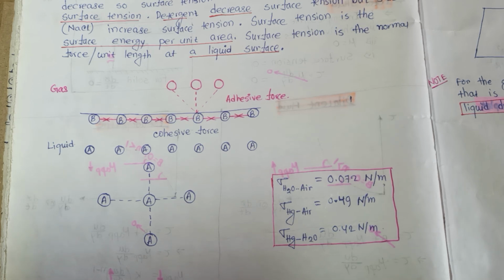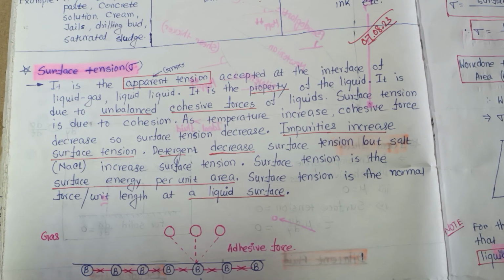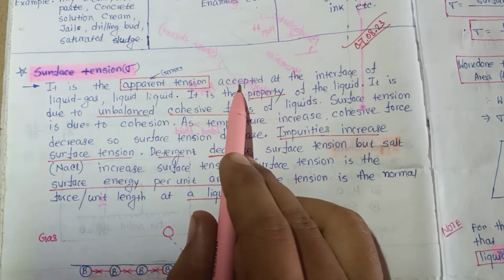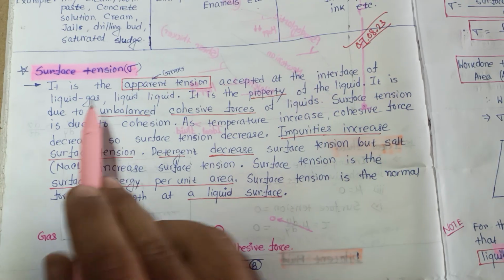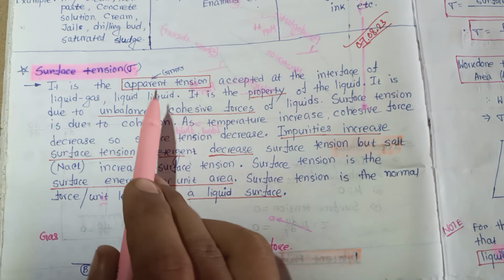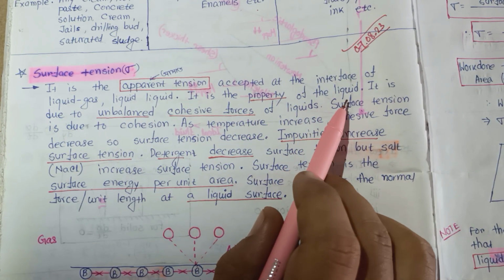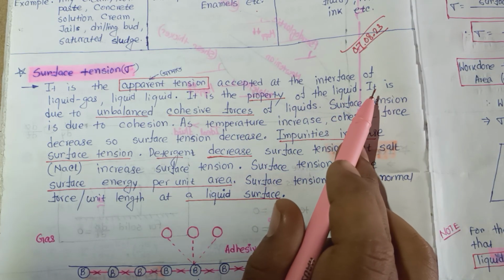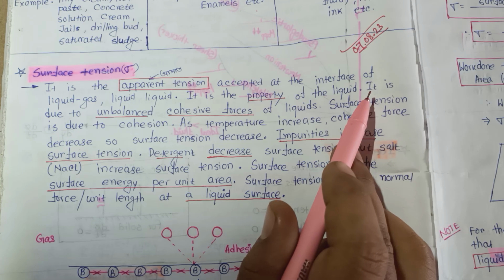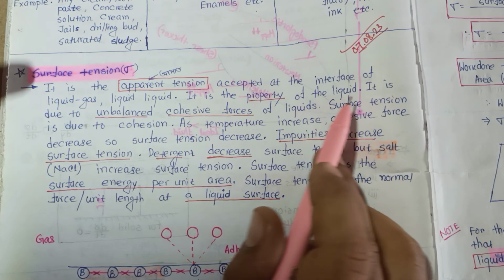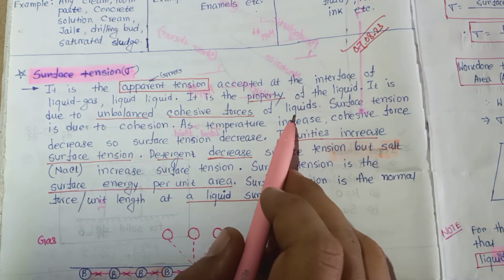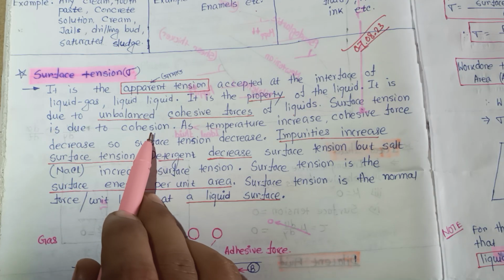Let's try to understand the definition of surface tension. It is the apparent tension existing at the liquid-gas interface. It is a property of the liquid. Very important. In interviews they ask what is the definition of surface tension, what is viscosity. So try to understand that. It is due to unbalanced cohesive forces of the liquid. Surface tension is due to cohesion.